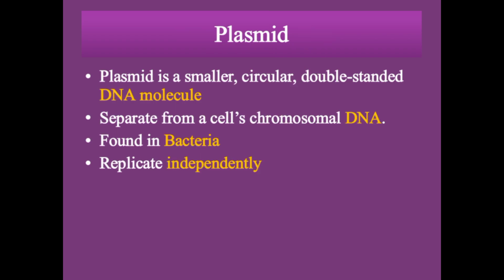The final one is the plasmid. The plasmid is a small circular double-stranded DNA molecule that is separate from a cell's chromosomal DNA, and it is extrachromosomal DNA. Plasmids are found in bacteria and some other microscopic organisms. They can be passed from one cell to another and replicate independently of the bacterial chromosome.